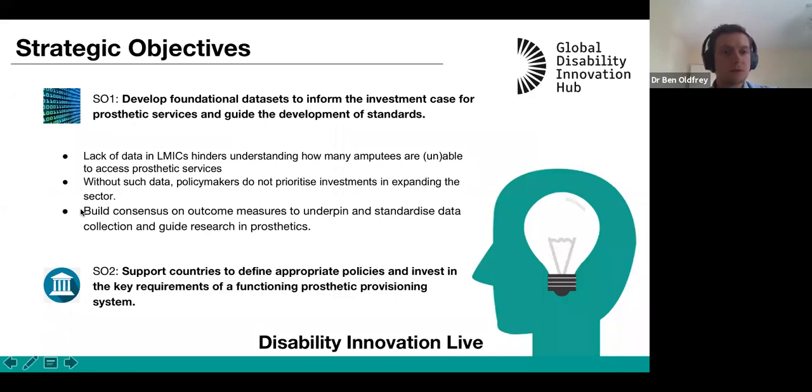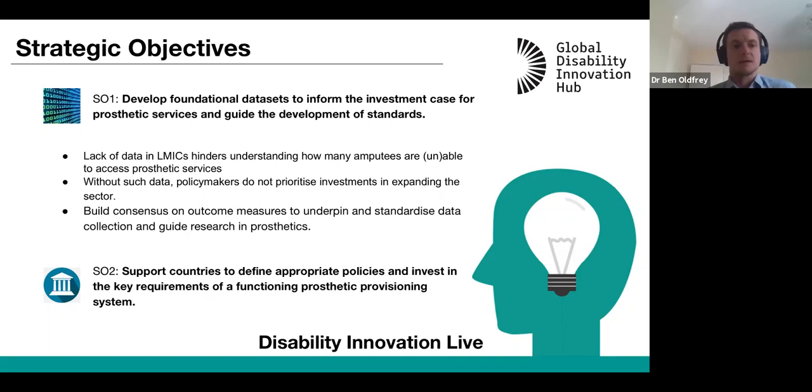Okay, so we move on to the strategic objectives. So this first one, I'll linger on a little bit rather than the other ones, because I really think that this one on data underpins the other four, and it's what improves the likelihood of the other four working. It's developing foundational data sets to inform the investment case for services and the development of standards.